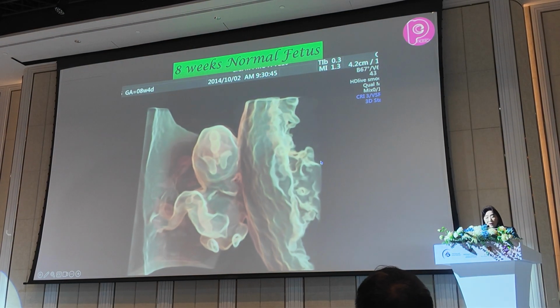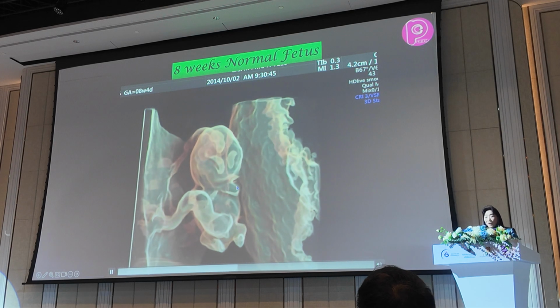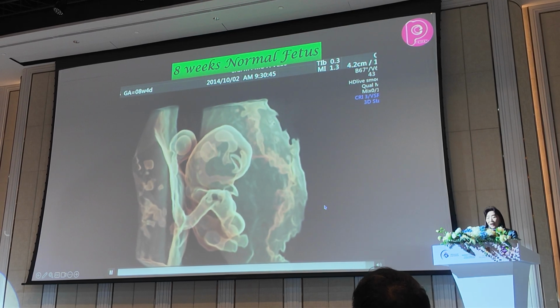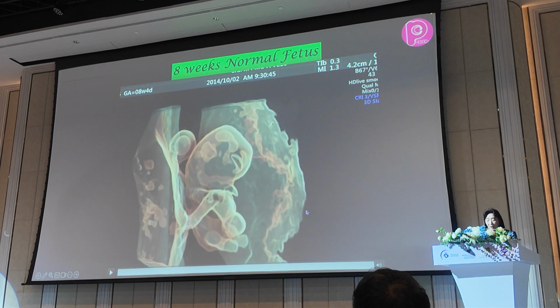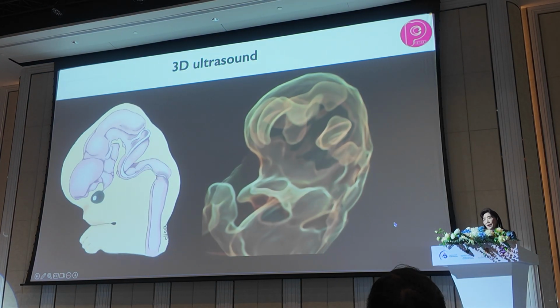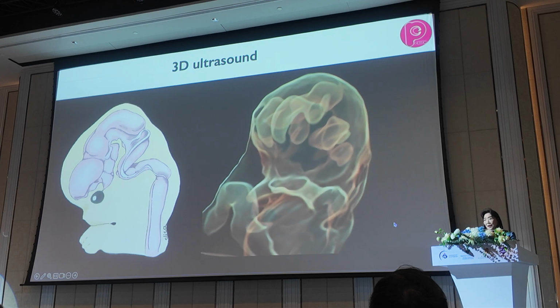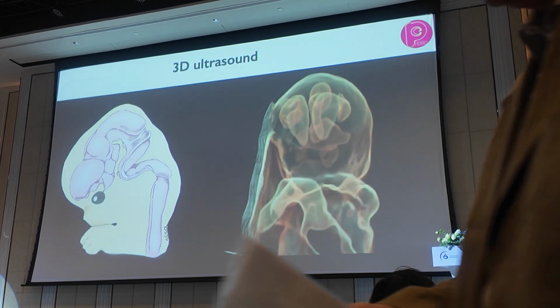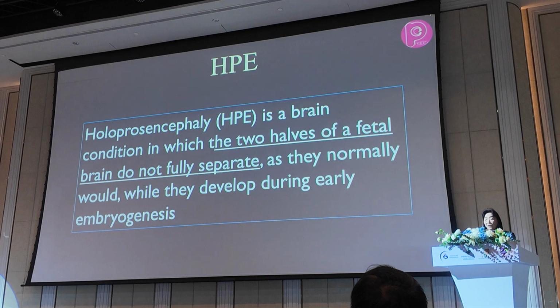Here you can see this is a very old picture from 2014, 10 years back. But you can see the two brains by ultrasound. So it is very easy to see the two brains as early as 8 weeks of gestation.